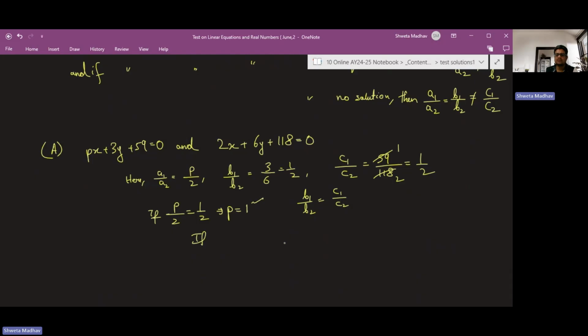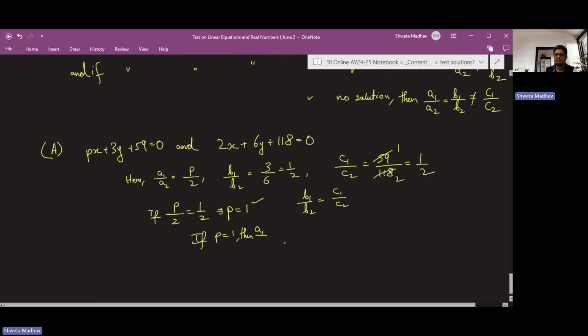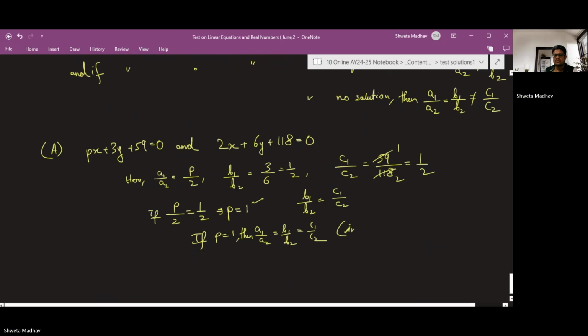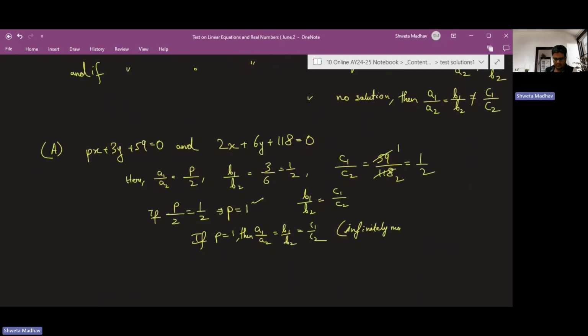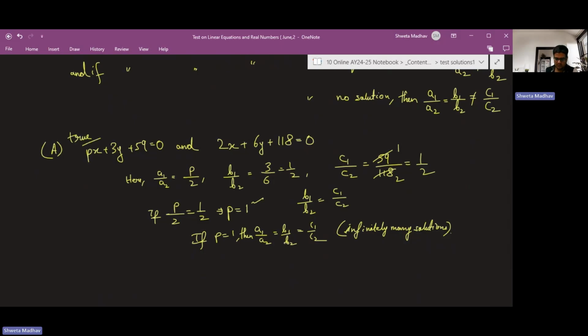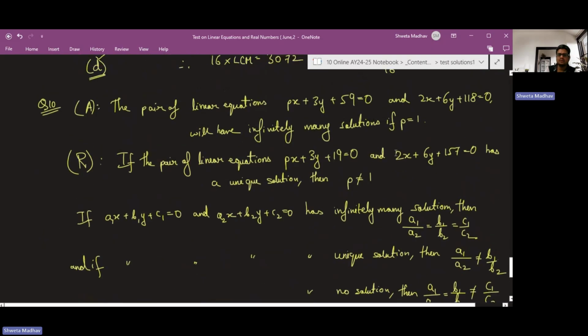So if P equals 1, then only will we get a1 by a2 equal to b1 by b2 equal to c1 by c2, and then we will get infinitely many solutions. Hence assertion A is true, since it is told that it will have infinitely many solutions if P is equal to 1.